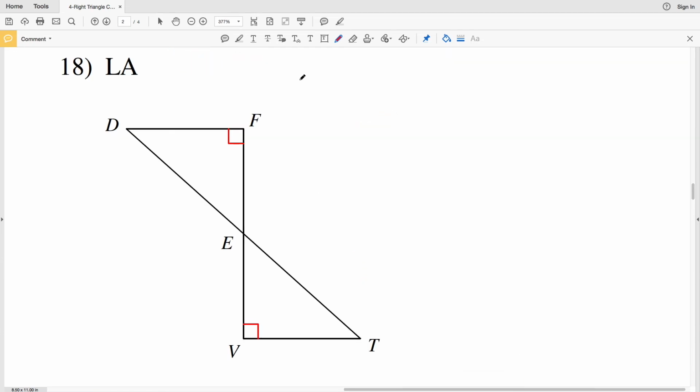And the last problem on this worksheet, number 18. Leg angle, LA, is our reasoning. We know that this angle DEF is congruent to the angle TEV because they are vertical angles and vertical angles are congruent. So we have that the acute angle of one right triangle is congruent to the acute angle of another right triangle. So now we just need to say that one leg is congruent to the other leg. So we can say that leg FE is congruent to leg VE, or we could say that the other leg, DF, is congruent to TV.